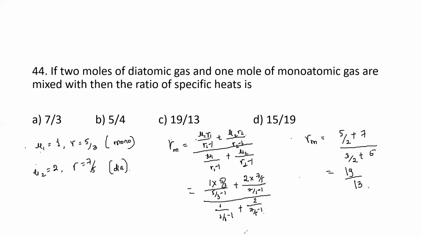So I'll repeat the formula. When two gases are mixed, the gamma of the mixture is given by (mu 1 gamma 1 divided by gamma 1 minus 1 plus mu 2 gamma 2 divided by gamma 2 minus 1) whole divided by (mu 1 divided by gamma 1 minus 1 plus mu 2 divided by gamma 2 minus 1), right? Next question.